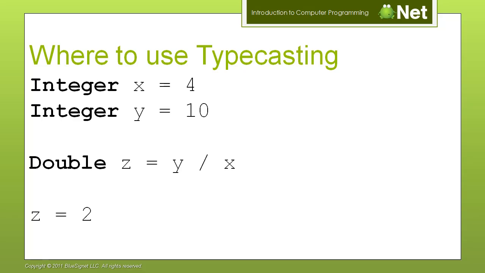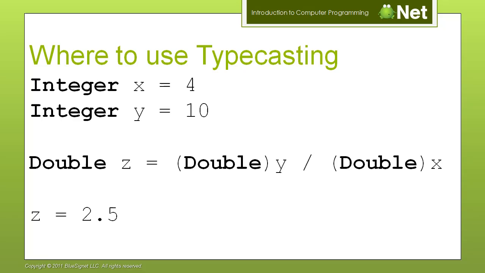Why does z equal 2, Brian? They don't divide into each other equally. There should be a decimal place here. But the division operation is being applied to two integer values. Really? And then the integer value, as a result of the division operation, is being stored as the double. Well, how do I correct this then? Well, by typecasting the two integer values, obviously.